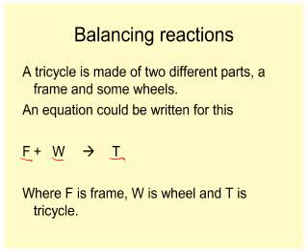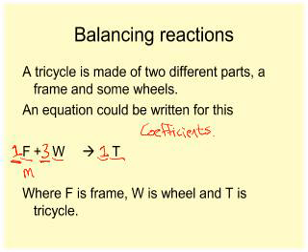But we have problems with this because it's not 1 frame and 1 wheel makes 1 tricycle. It's 1 frame plus 3 wheels makes 1 tricycle. The numbers in front are called coefficients. And they help tell us the mole ratio, or the ratio of molecules of these different things. Basically what we want to do is make sure that we have these things balanced properly. And also, the law of conservation of mass says the mass of these 4 things must equal the mass of this one thing.